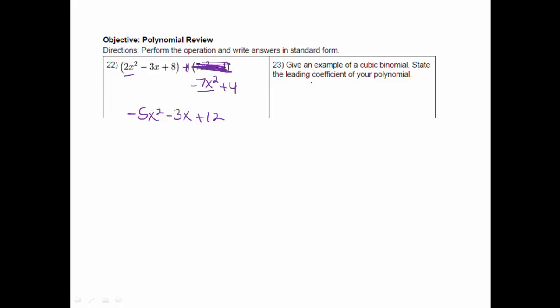Okay, number 23 says give an example of a cubic binomial and then state the leading coefficient of your polynomial. If we want a cubic, we know the degree is going to be 3. In binomials like a bicycle, there are going to be 2 terms. So the highest power has to be 3 and there have to be 2 terms. So like 5x cubed plus 2x would be a good binomial.